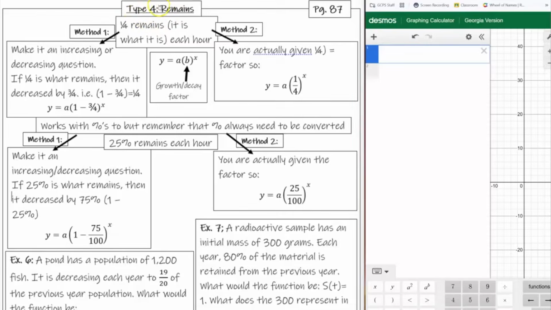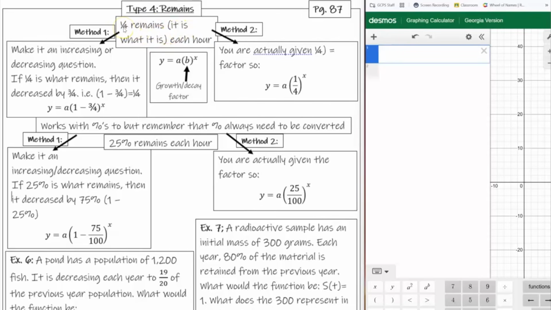So the last type of question that we're going to look at has the word remains in it. And there'll be two methods to do this. You're just going to pick the one that you prefer. It doesn't really matter. If I had a question that said 1/4 remains each hour, you just need to know 1/4 is what it actually is because it's what I currently have.